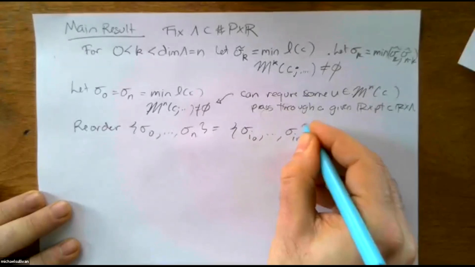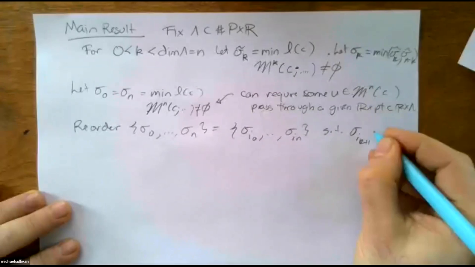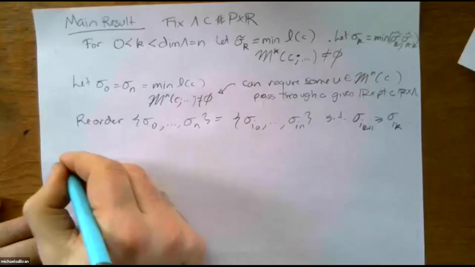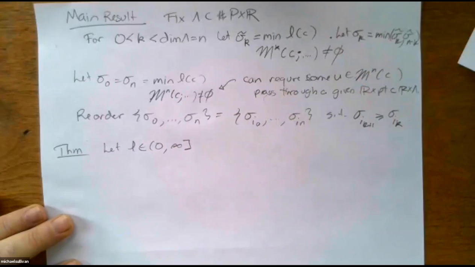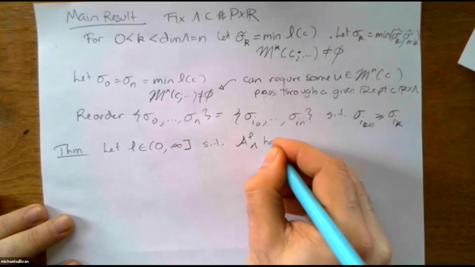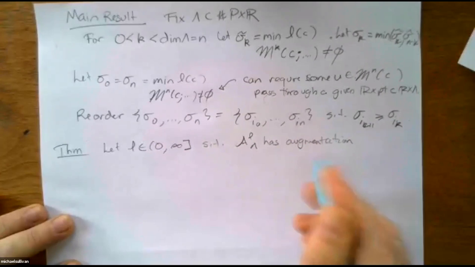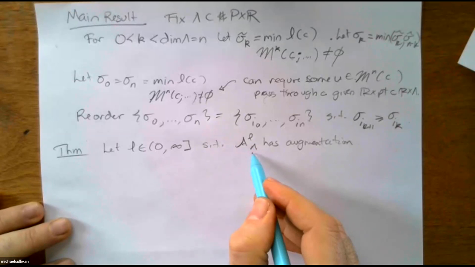So sigma I zero through sigma I one. Okay, finally, I can get to the theorem. Let's choose an L. It's going to be bigger than zero, but it could be infinity, so I'll write it that way, such that this guy has an augmentation. This is actually not any condition on lambda because I can always have one in here. One has length zero, and so for some non-zero, this thing has an augmentation.